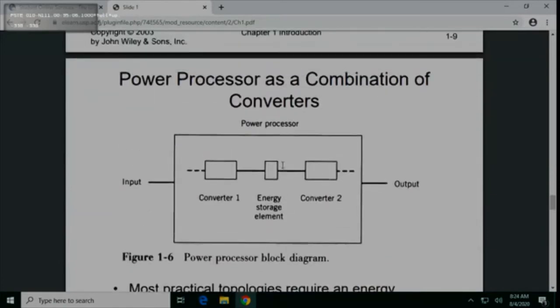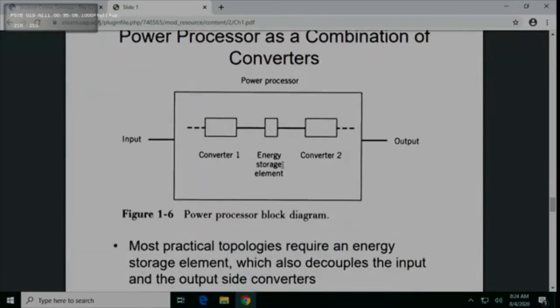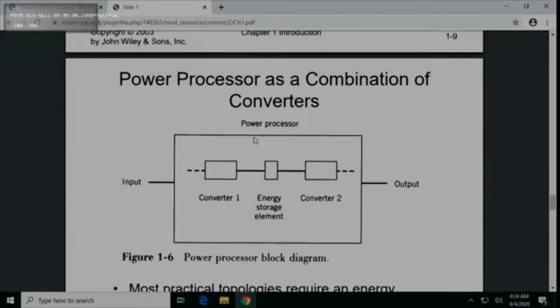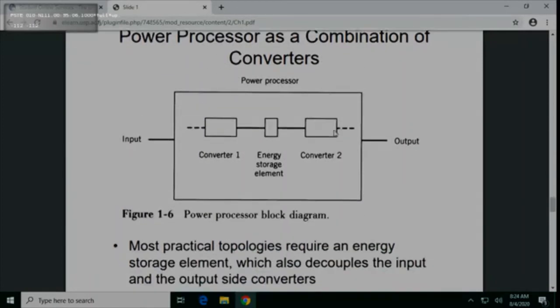There are few courses for power electronics in electrical engineering. If you are doing electrical engineering, you will understand, because previously it was electronics and electrical, and now both are compressed together. So it's your choice where you give more attention. Now, a power processor is a combination of converters. This is actually what I was talking about.